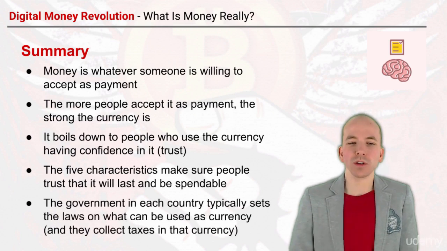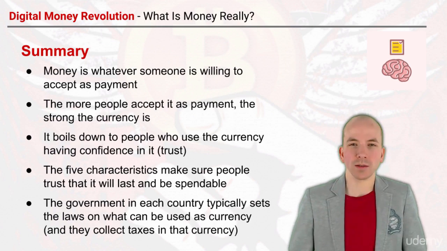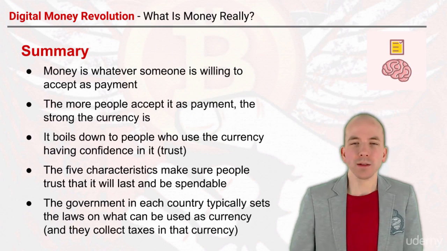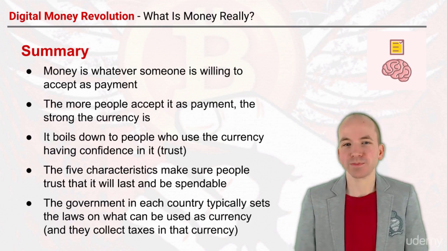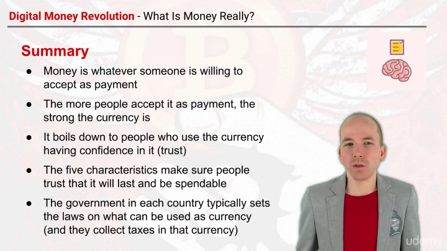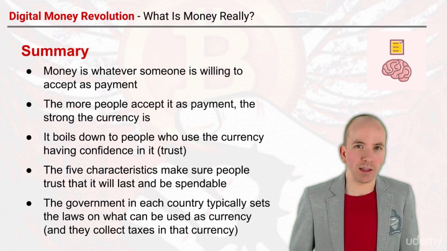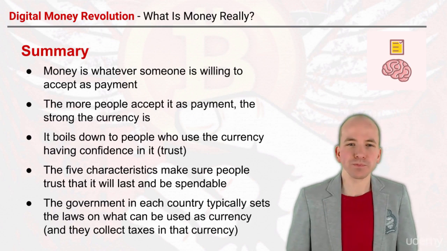And finally, the government in each country typically sets the laws on what can be used as currency. And then they collect taxes in that currency, which is typically why the same currency continues to be used in that country, because at the end of the day, everyone has to pay tax. So that's an overview of what money really is, or actually that was currency, what currency really is. There is a difference between money and currency, but we'll get to that a bit later.